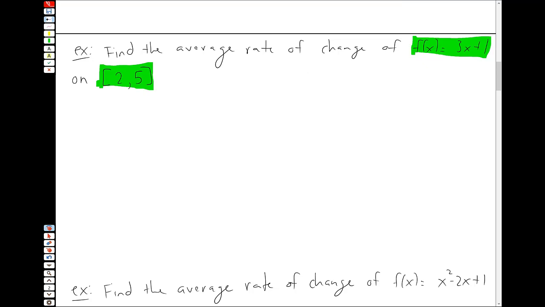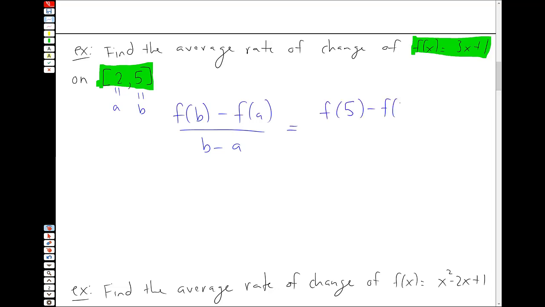Well, again, what's our formula? Our formula is f of b minus f of a over b minus a. Now, what's our b in this case? B is always your bigger number, and a is your smaller number. So again, b goes for the bigger number. So we have f of 5 minus f of 2 over 5 minus 2.